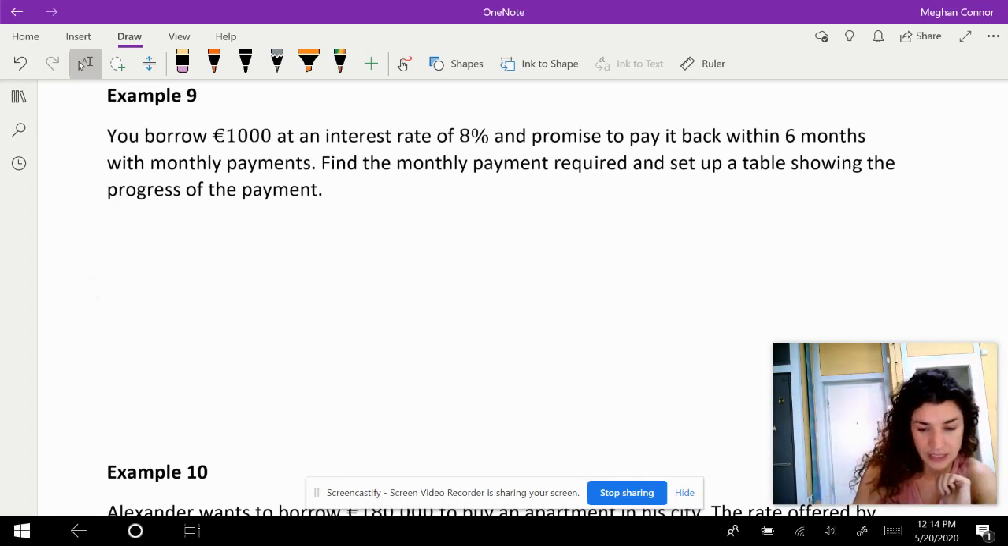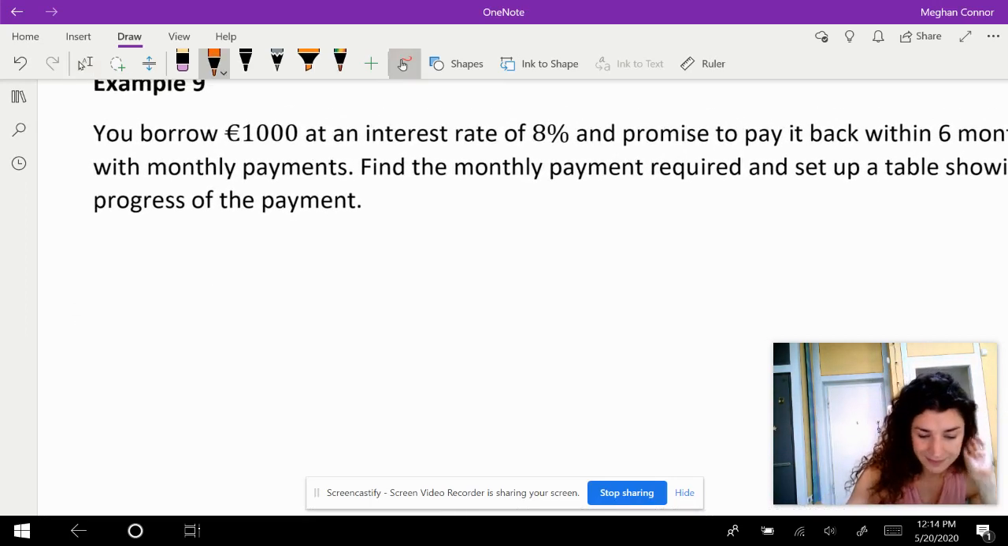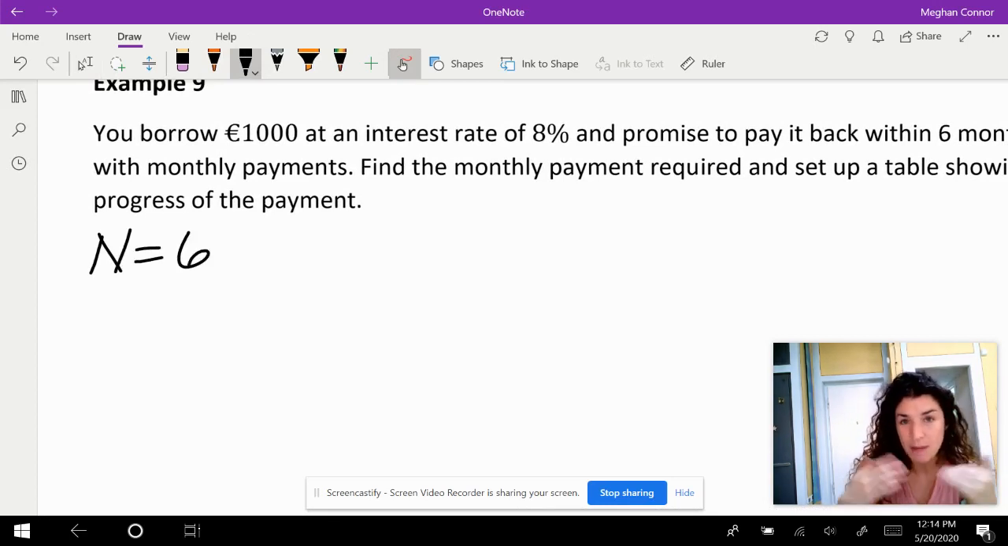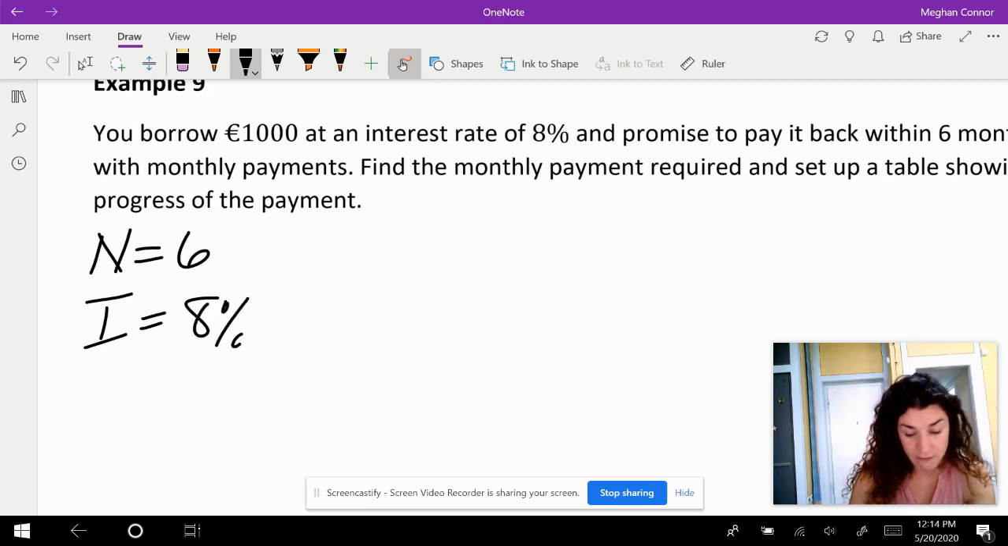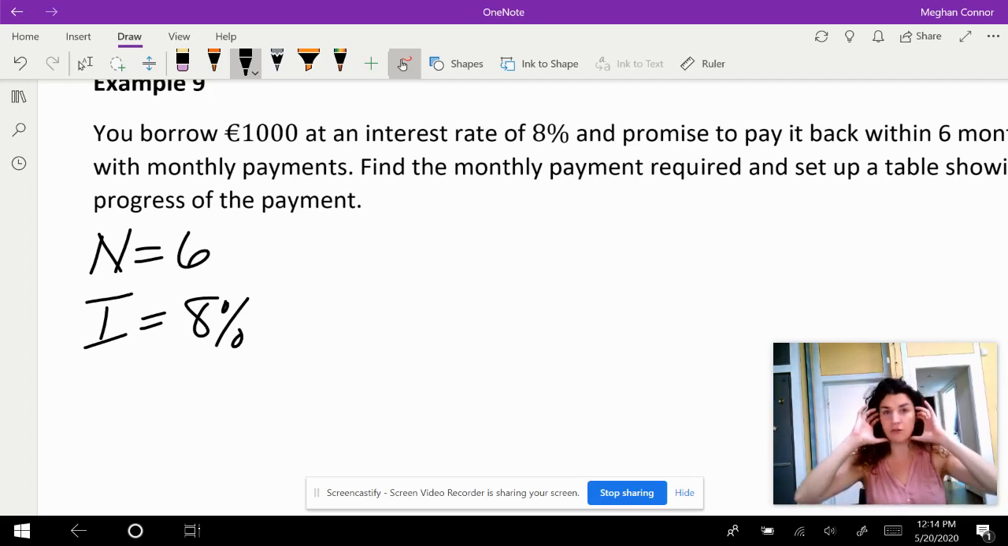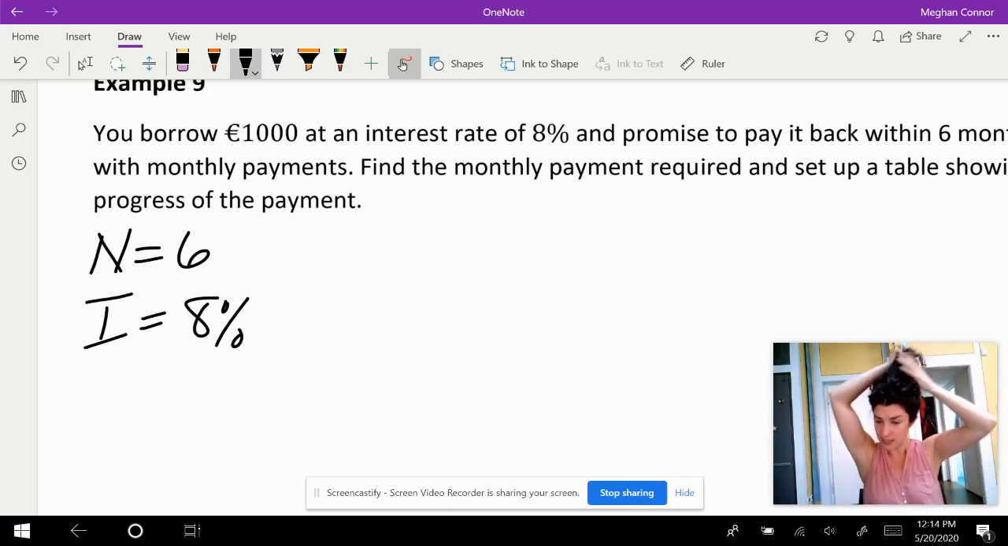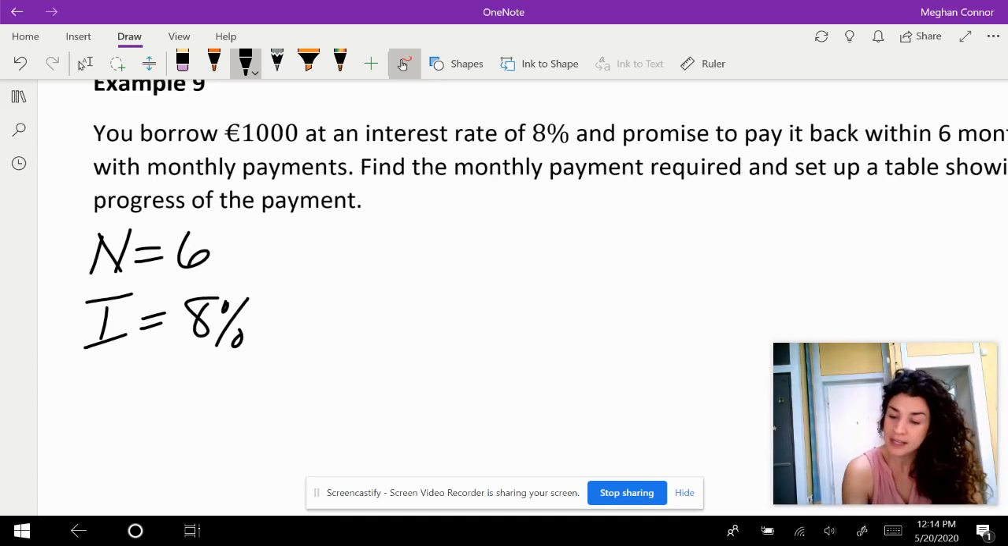So N is 6. We want to pay it back in 6 months. And then at an interest rate of 8%, it's always higher when you're borrowing money from a bank versus when you're giving money to a bank. They will always charge you a higher interest rate for taking money from them as opposed to giving money to them, which makes sense for the bank. It's not the best for you.